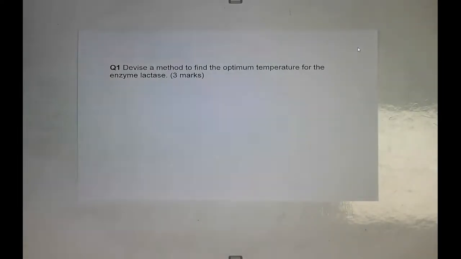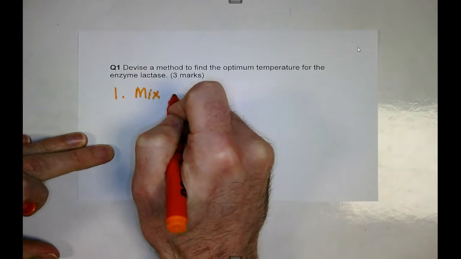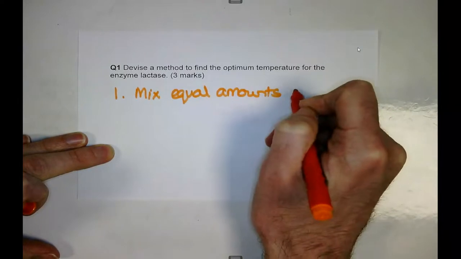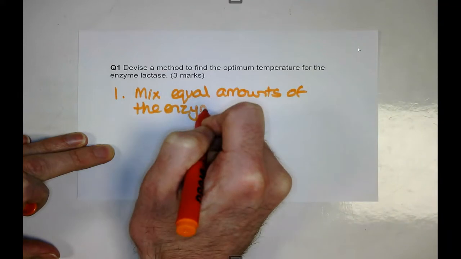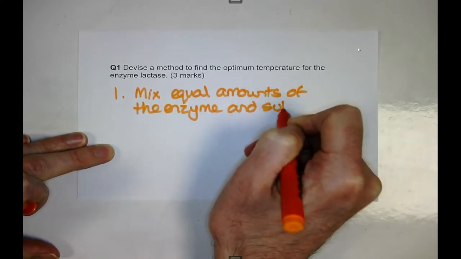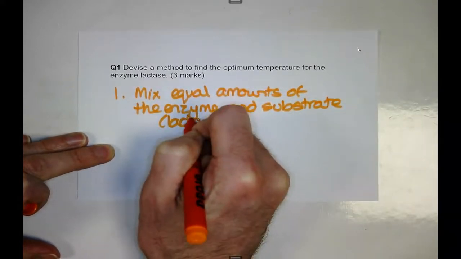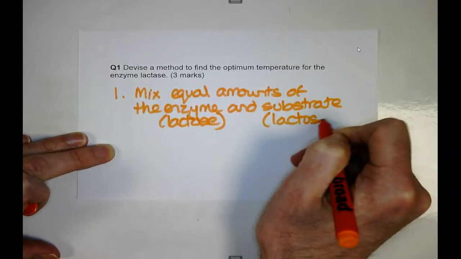So, devise a method to find the optimum temperature for the enzyme lactase. So often with these questions, the first one that they're going to expect you to get is dead easy. Mix equal amounts or volumes of the enzyme and substrate. In this case, the enzyme's lactase, so we should really write that. And lactase breaks down lactose, so we should really write down that as well.